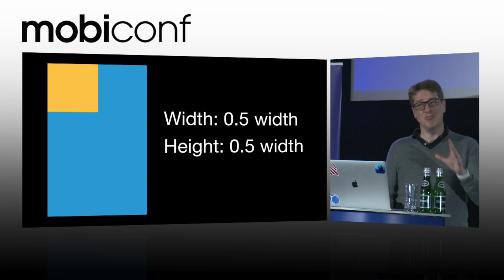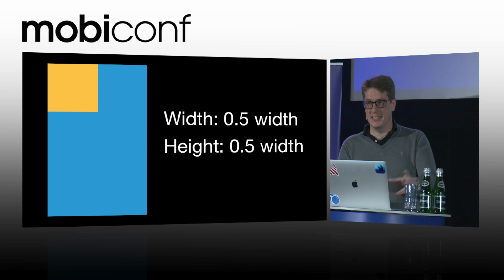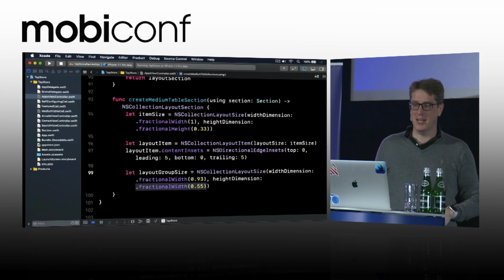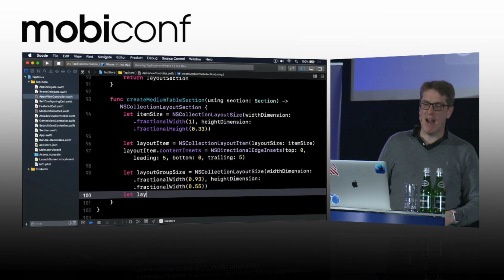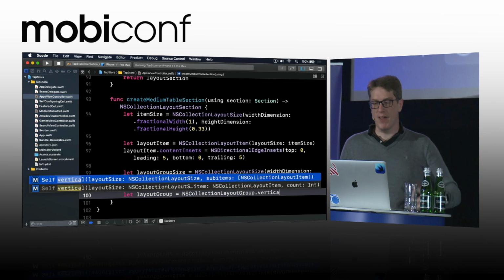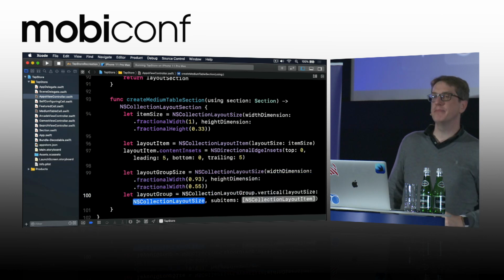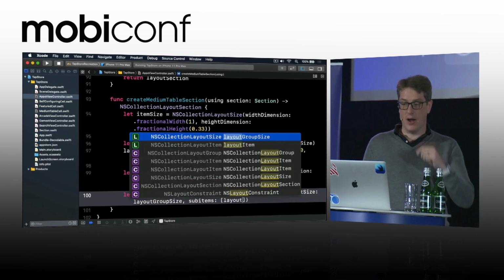Now here, it's really not a good idea. I'm just doing it specifically to show you how it works. You wouldn't want to use this exact case in your own work. But it's cool. I couldn't resist showing you. Anyway, fractional width 0.55. And then wrap that in our layout group, using the collection layout group of that thing, going vertically now with that size and our single layout item.